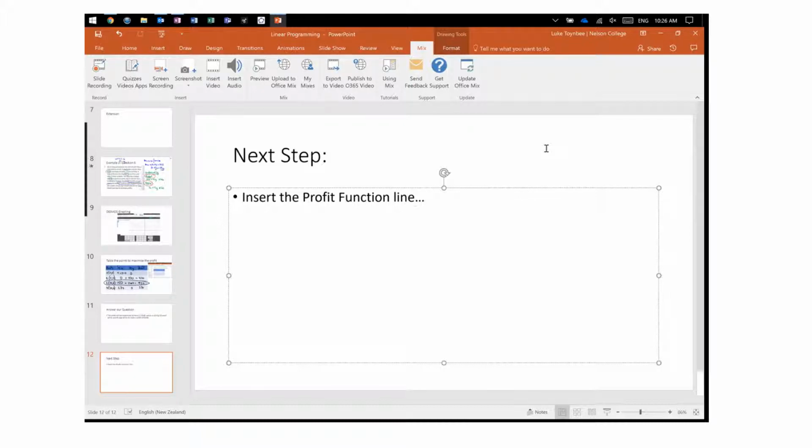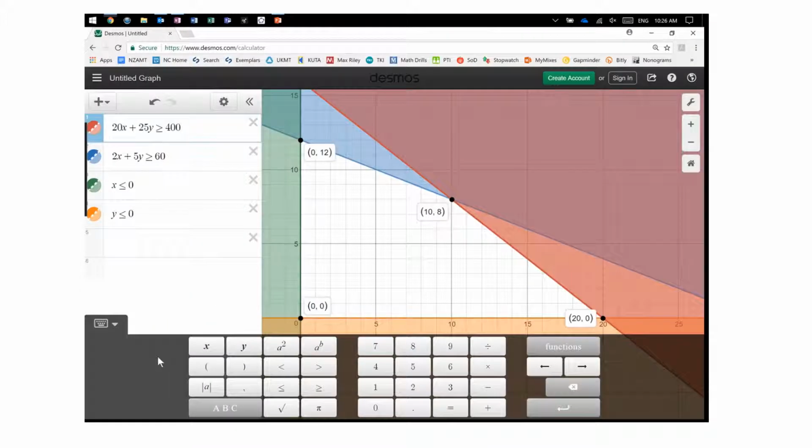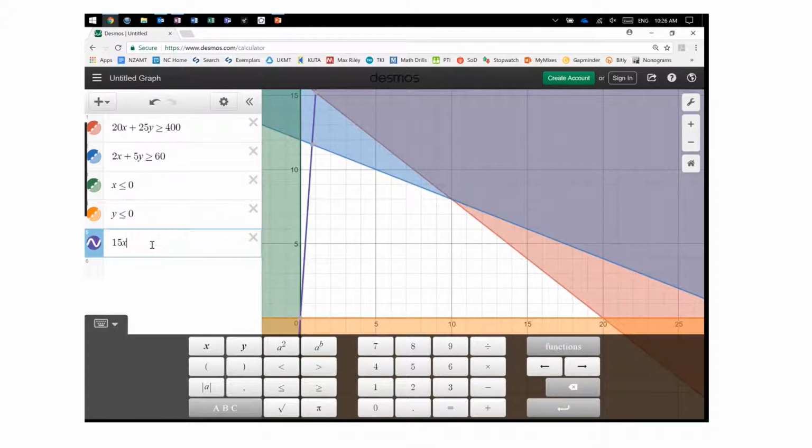The next step is to insert the profit function line. It might sound a little bit confusing, but we've just done it. We just found the profit was $430 via our table at the point 10, 8, because the profit was 15x plus 35y. So what we're going to do in our Desmos is add an extra line: 15x plus 35y equals our profit. And all we're going to do is add the slider. See, it says add slider at the bottom.